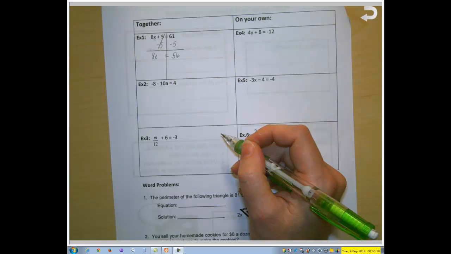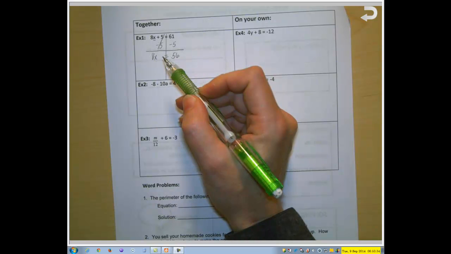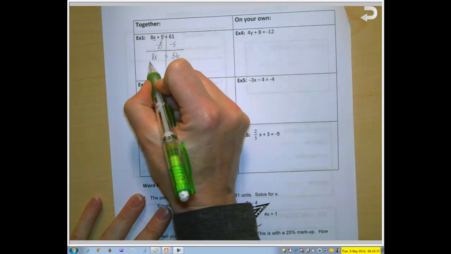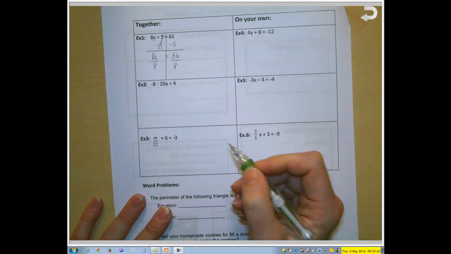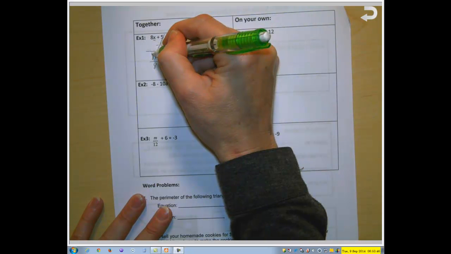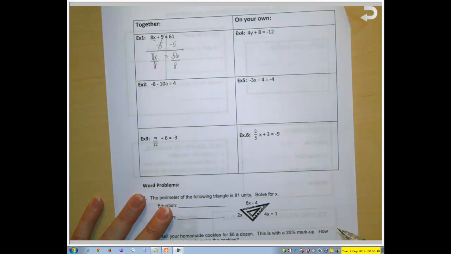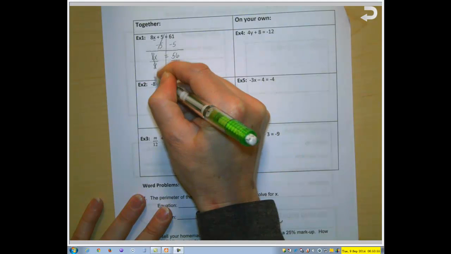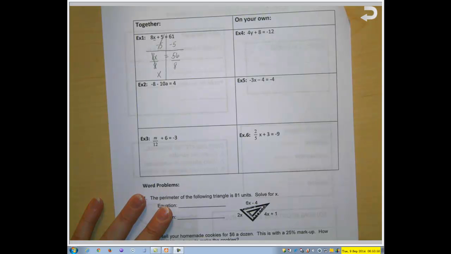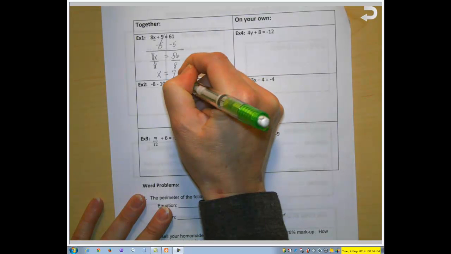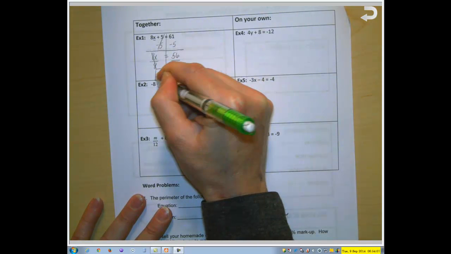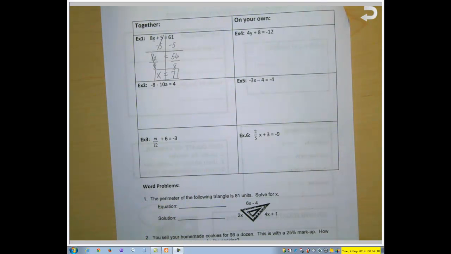Our third step is going to be to find the multiplication or division and do the inverse operation. 8x means 8 times x, so we need to do the inverse operation, which is to divide by 8. 8 divided by 8 is 1. So the 8 on the top and the 8 on the bottom cancel each other out. We don't need to write the 1 in front of the x because remember 1 times x is just the same as x. 56 divided by 8 is 7. So our answer is x equals 7.